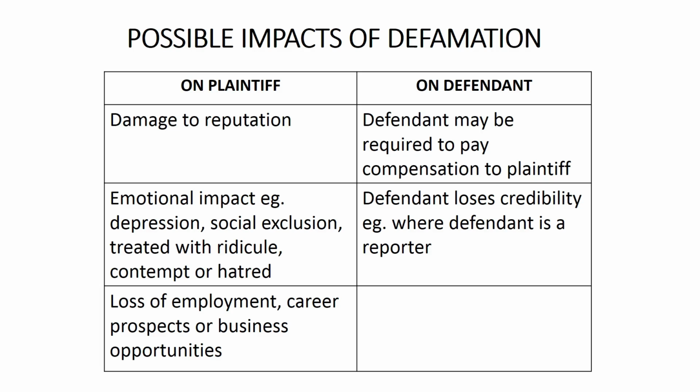But defamation can also have an emotional impact on the plaintiff, as the defamatory statement and its publication might cause the plaintiff to feel depressed, or it might result in other people who believe the defamatory statement refusing to associate with the plaintiff, or treating the plaintiff with ridicule, contempt or hatred. Again, these are concepts that make up the first requirement for defamation. In addition, as we've seen in the Rebel Wilson case, where a plaintiff is defamed, they might lose their employment or their career prospects or business opportunities where an employer believes the defamatory statement.